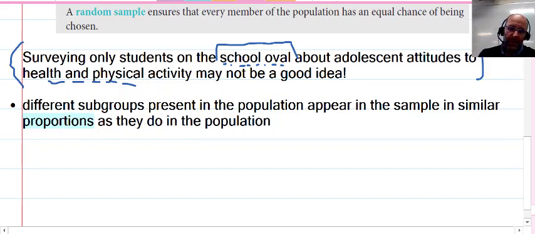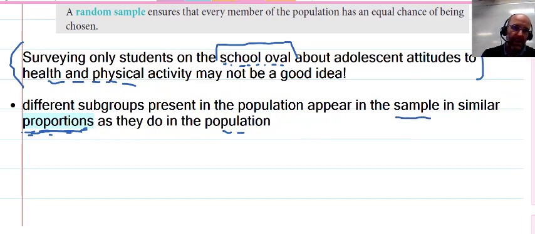Different subgroups present in the population appear in the sample in similar proportions. Okay, sometimes they're called strata, but we're probably not going to use that word too much. But subgroups, subpopulations, if they have a fixed proportion in the population, they should have the same proportion in any sample taken. So we'll extend on these ideas in the second video.